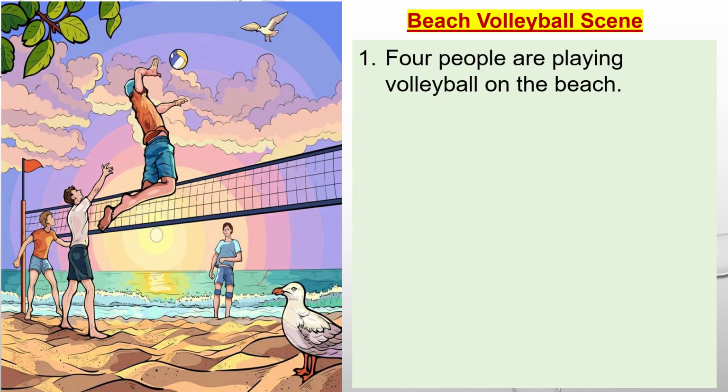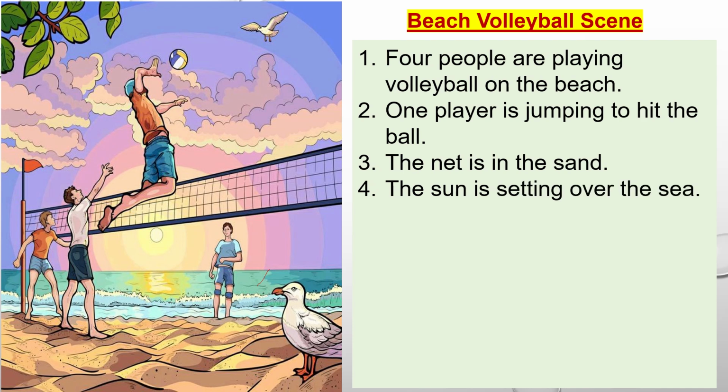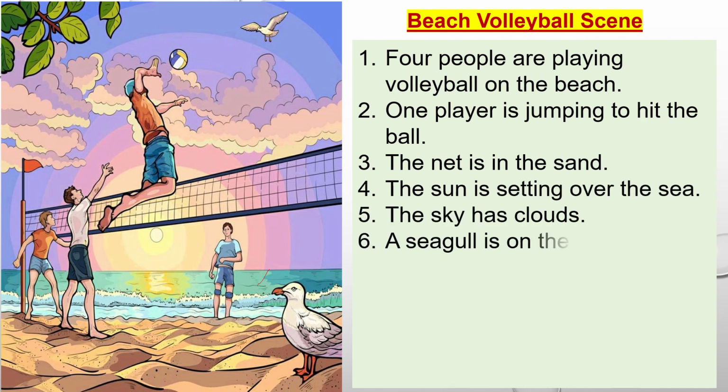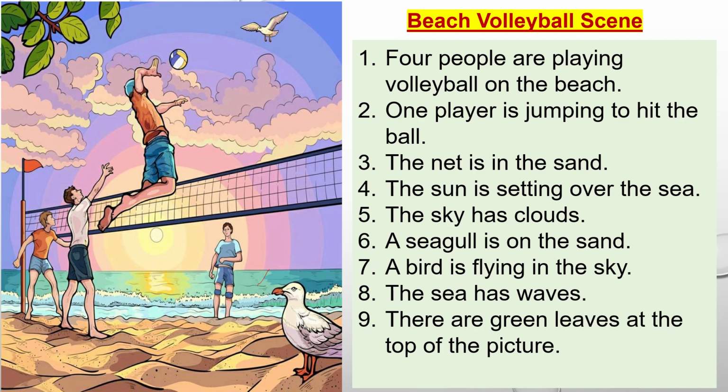4 people are playing volleyball on the beach. 1 player is jumping to hit the ball. Third, the net is in the sand. The sun is setting over the sea. The sky has clouds. A seagull is on the sand. A bird is flying in the sky. The sea has waves. There are green leaves at the top of the tree, and everyone looks happy.